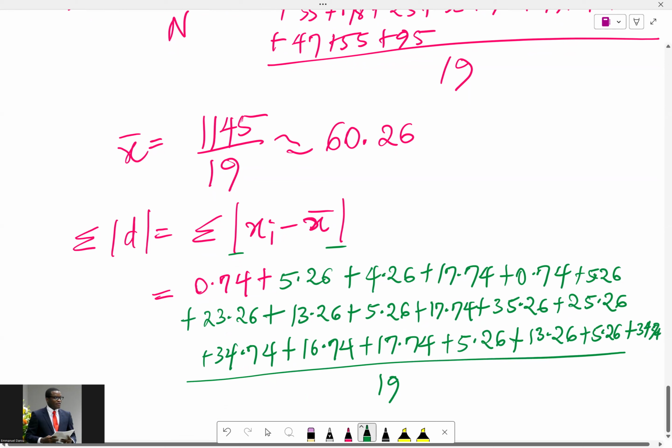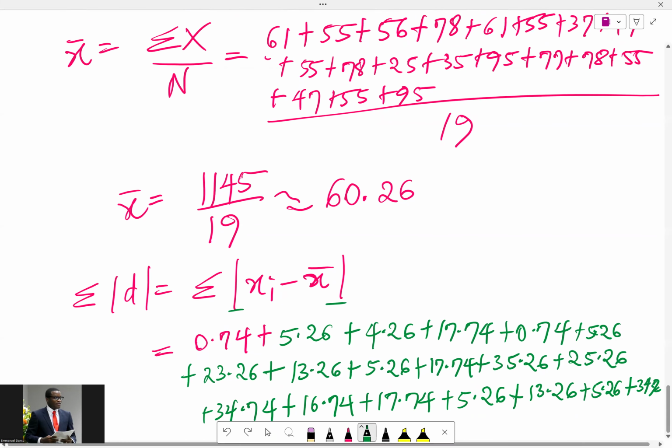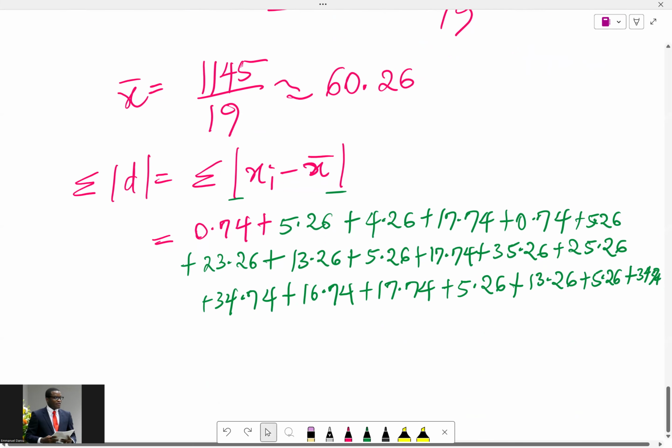So we can now divide all this by 19. Okay, let's not divide by 19 first. Let's just get the answer. So we can add all of that together carefully.